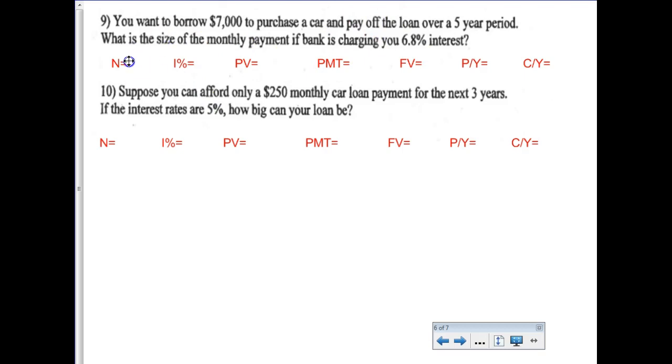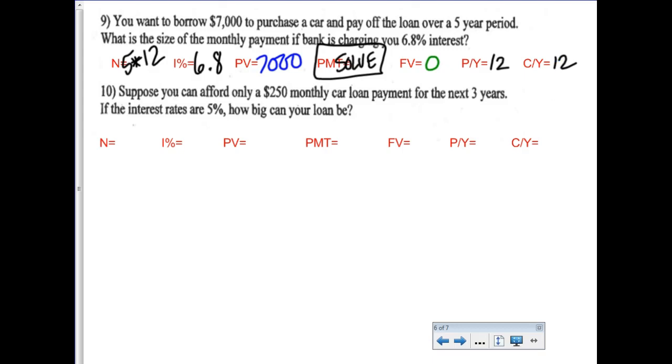That's nice. N is 5 years of monthly payments. Interest rate 6.8. The present value is what they're referring to is the amount of the loan that you took from the bank. So how much money did you take from the bank? $7,000. And I'm going to try to calculate the payment, so that's the thing I'm going to solve. The future value, after you pay off the loan, what should the loan be? Yeah, it better be 0. And then you got 12 payments and 12 compoundings.